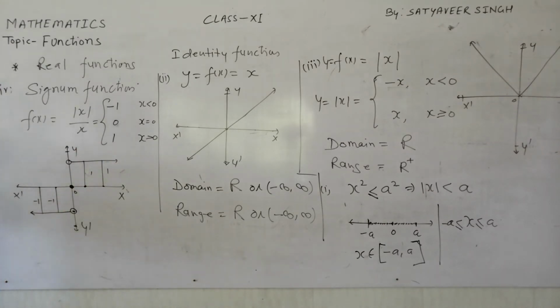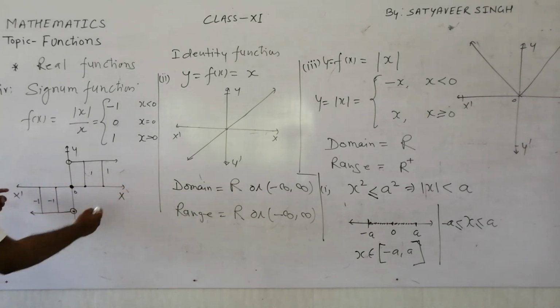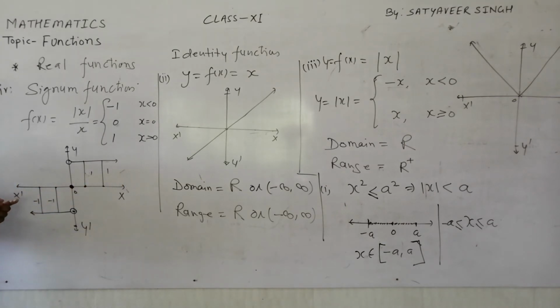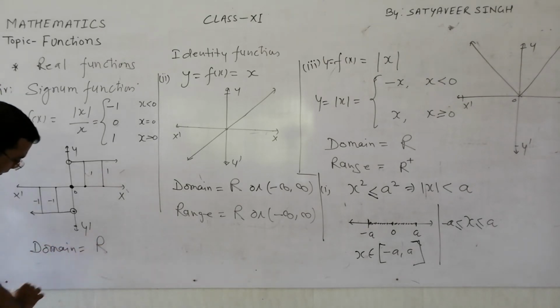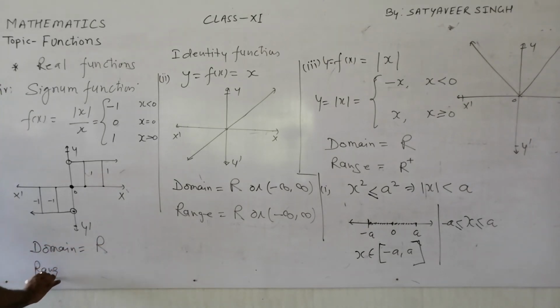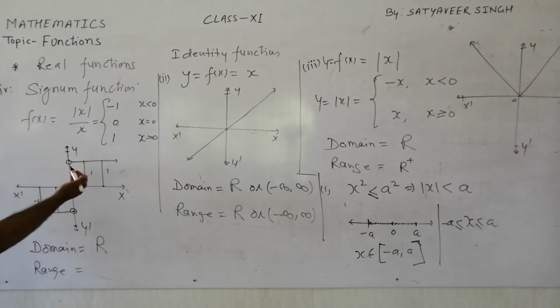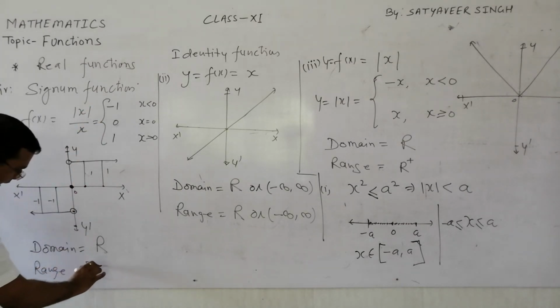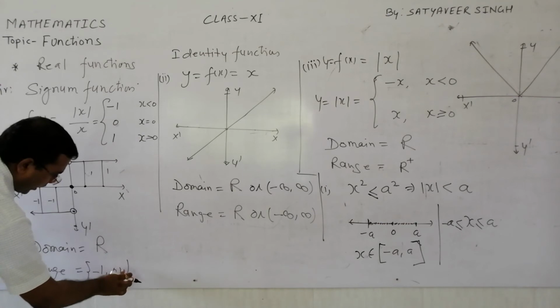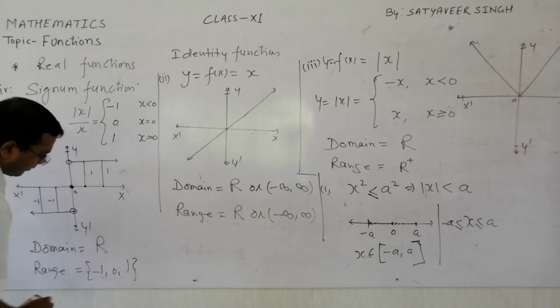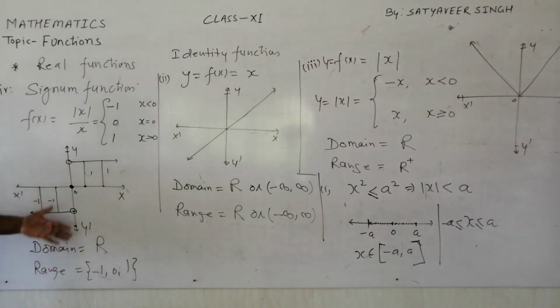So what is the domain and what is the range? For the domain you can be very sure, because we have used all the real numbers on the x-axis. So the domain is equal to R. And what is the range? The range is only these three numbers: -1, 0 and 1. So these three numbers are the range. I hope it is clear to you what the domain and range are.